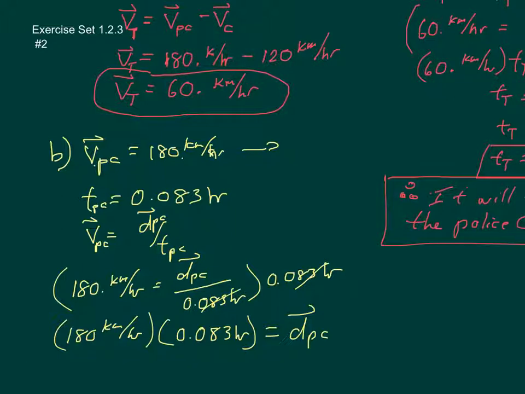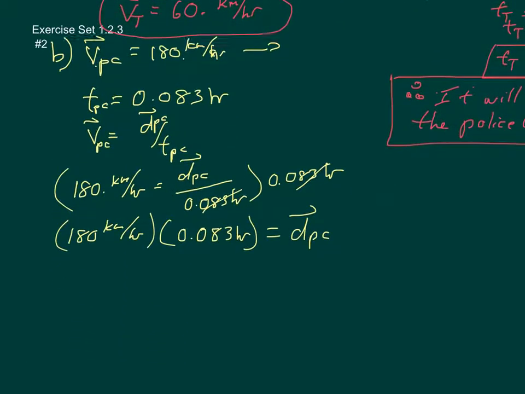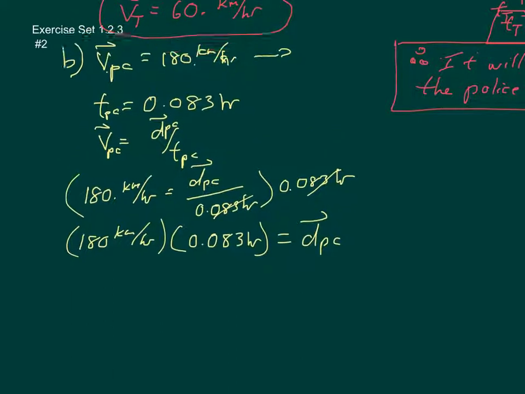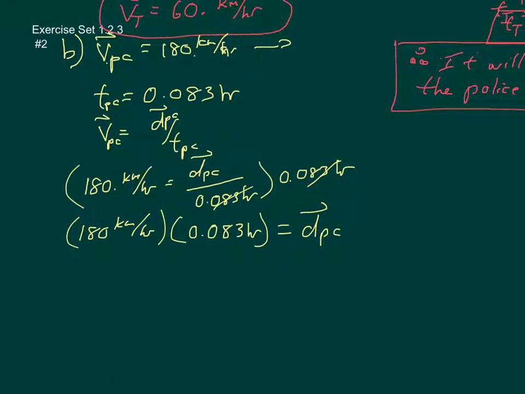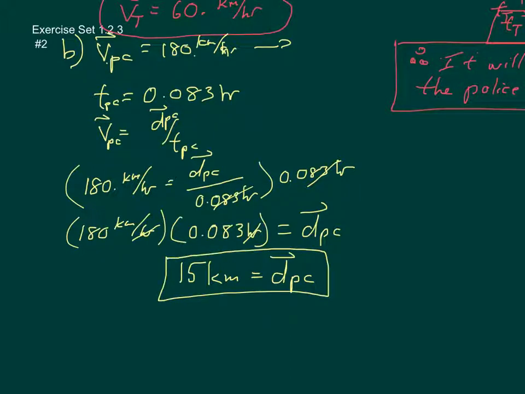So let's try and move everything up here if we can. 180 times 0.083 comes out to 15. So 15. See, these hours cancel, top and bottom. I end up with kilometers, which is good. We're looking for a distance, displacement of the police car. So it took them 15 kilometers to make up that 5 kilometer gap between him and you.